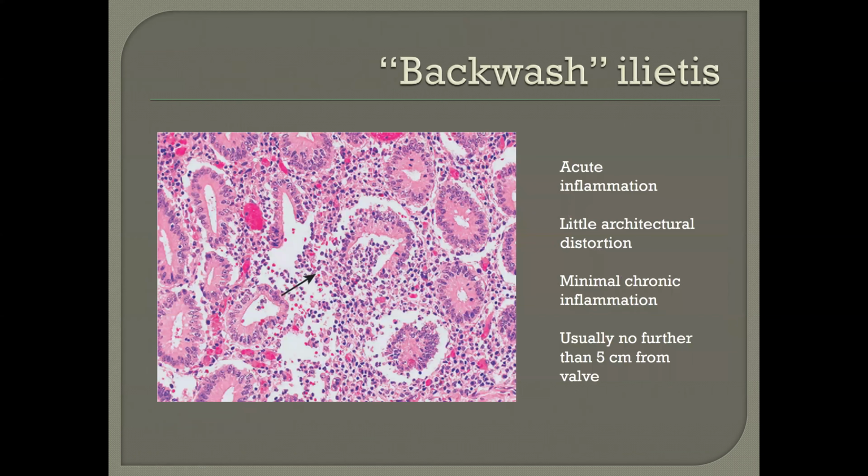In contrast, backwash ileitis typically does not show much in terms of architectural distortion. You may have little crypt abscesses, but not very much chronic inflammation, and it's typically within the first 5 centimeters from the ileocecal valve.